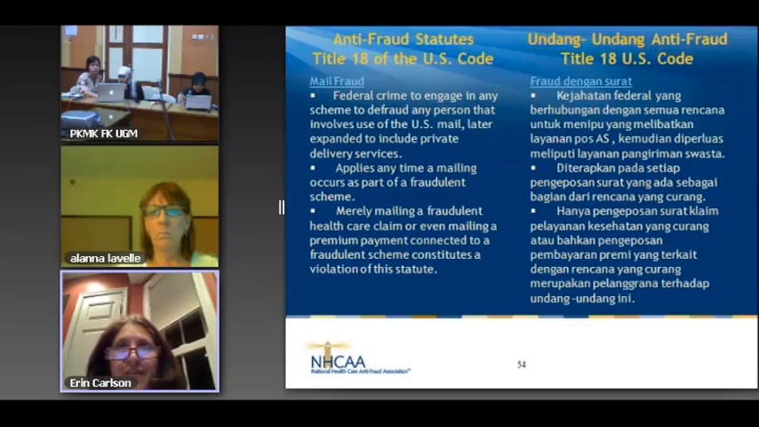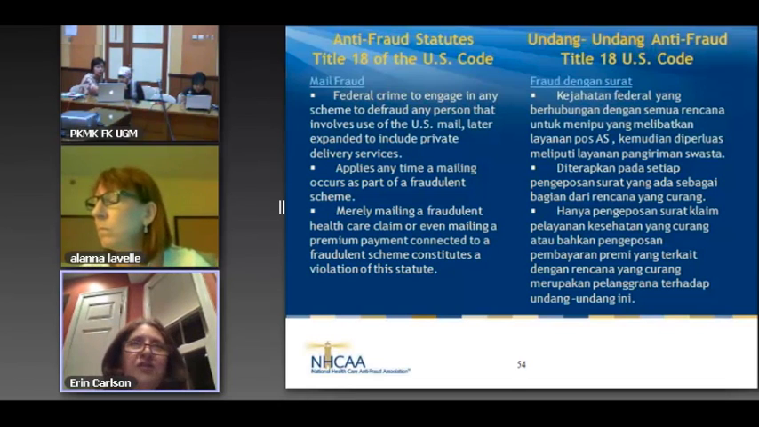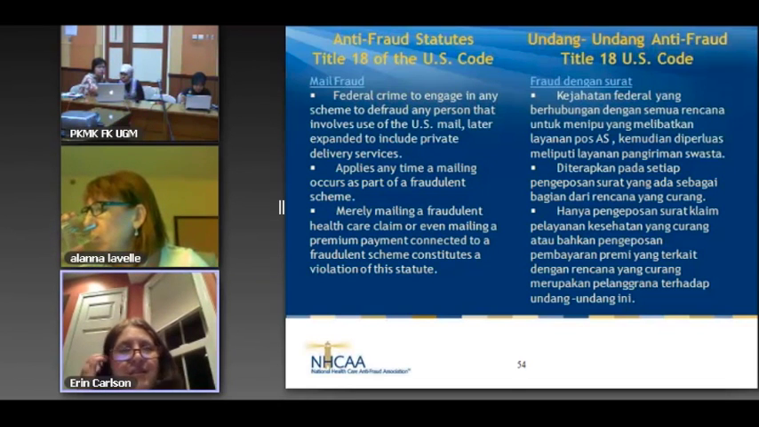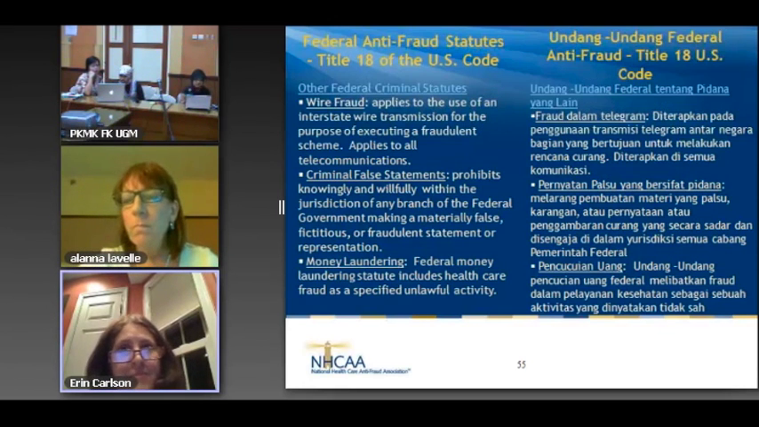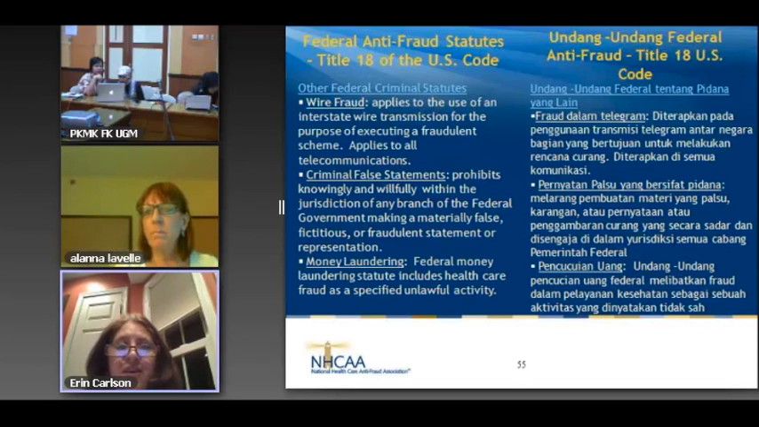The burden of proof is very easy for this. So this is typically a charge that you'll see tacked on to a number of other charges in a healthcare fraud case. There's also wire fraud, which now, being that all of our transactions are electronic, applies a little more accurately to the environment now. Criminal false statements, and then money laundering, which would be something that you would see in our organized crime elements.